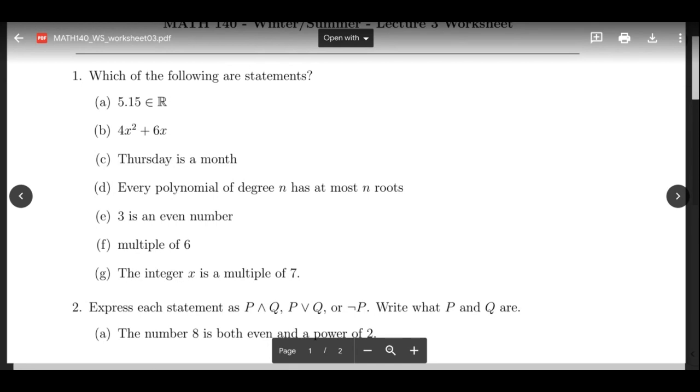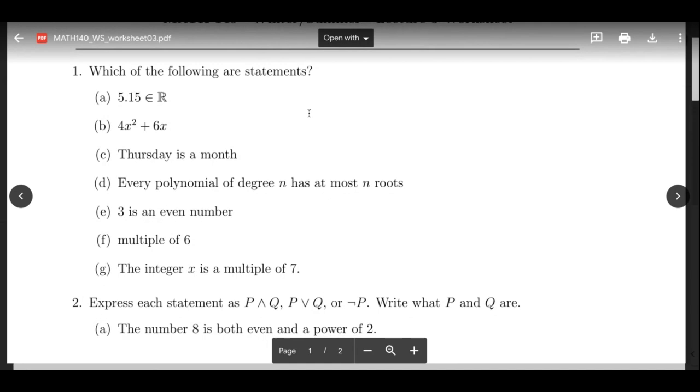Okay, pretty obvious, right? So which of the following are statements? So A, yes. Is B a statement? No, right, good. C, a Thursday is a month. Is C a statement? Yes, it's a false statement, right? A is a true statement. B is just an expression. It's not a statement because it cannot be true and cannot be false. And C is a statement.